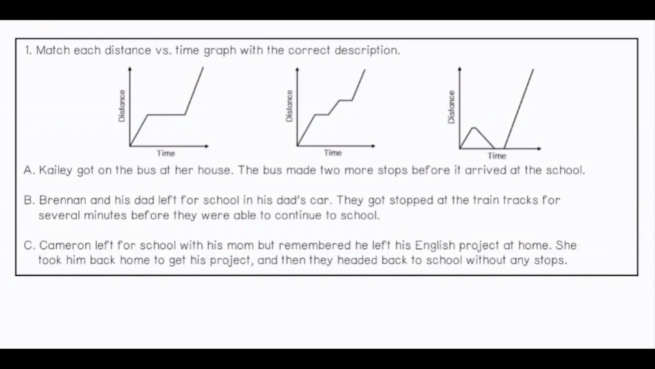Now looking at example 1, we want to match each distance versus time graph with a correct description. So looking first at example A, it says Kaylee got on the bus at her house. The bus made 2 more stops before it arrived at school. So here we want to look for the one that has 2 more stops before it arrived at school. So if I look at my first graph, it only has 1 stop. My second graph has 2 stops, and my third graph also has 2 stops.